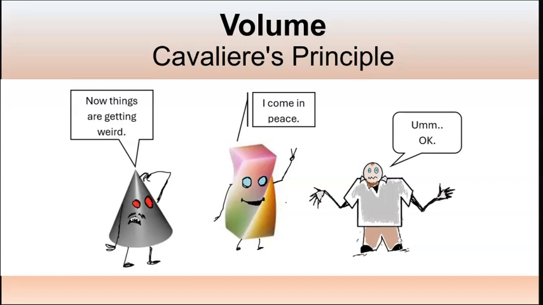This is the last and final part. We're going to talk about Cavalieri's principle. So Cavalieri's principle essentially states that we can twist shapes and it does not matter. The shape still will maintain its volume or the space it displaces.